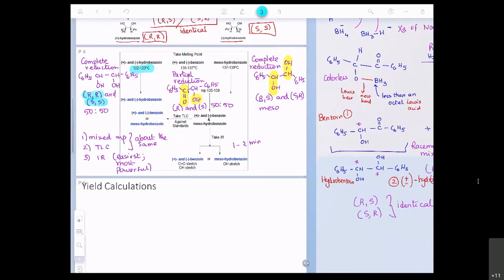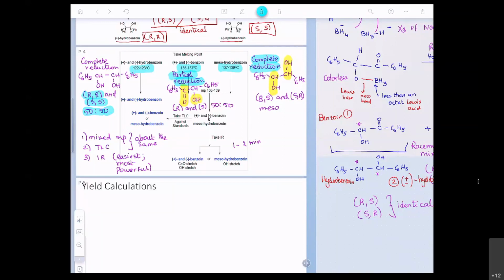You cannot separate that. They come out as a racemic mixture. The melting point is 135 to 137. That's too small a difference for you to eliminate. 137 to 139 is very close to 135 to 137. It could be benzoin, which is a partial reduction, or a complete reduction.